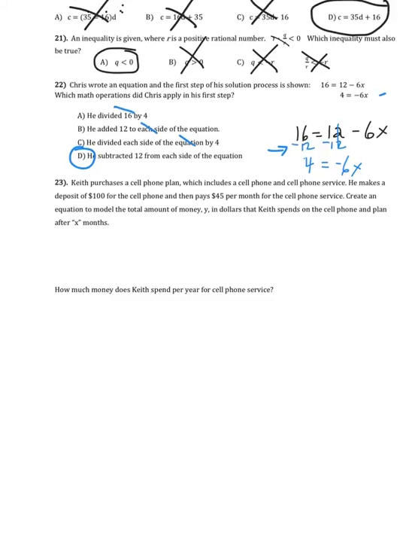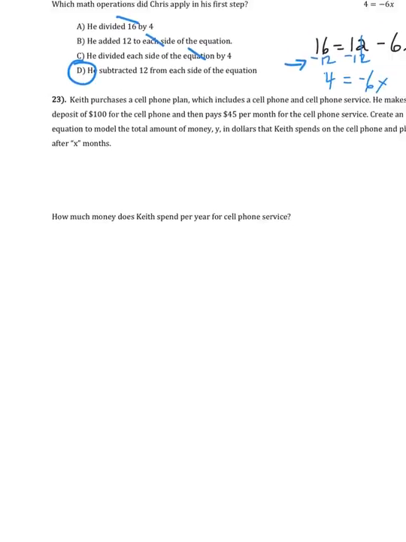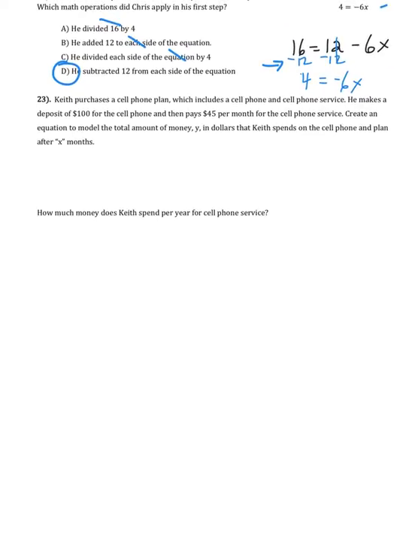And Keith purchased a cell phone plan. Okay, we talked about cell phone plans, which included a cell phone and cell service. He makes a deposit of $100, and then he pays $45 for each month. I'm going to put M for month. Create an equation to model the total amount of money, Y, in dollars that Keith spends on a cell phone plan in X months. Well, M was meant to be months, but now they said for me to use X. So I am going to put an X here. And that's it.